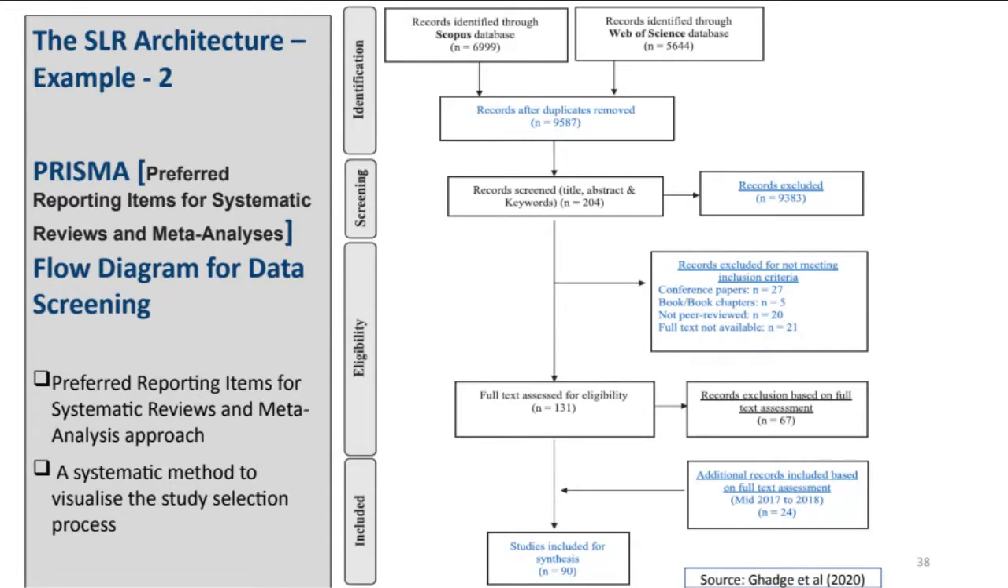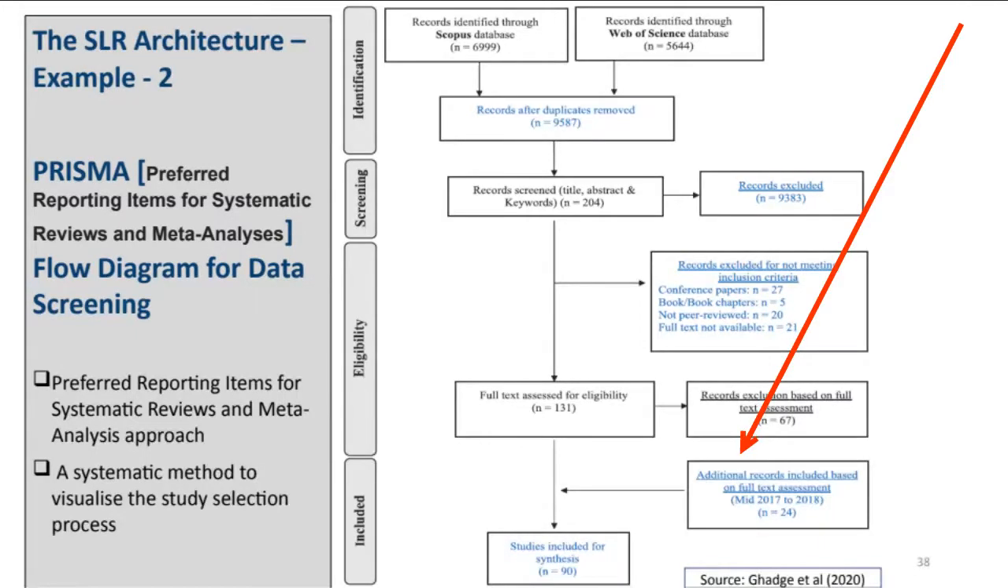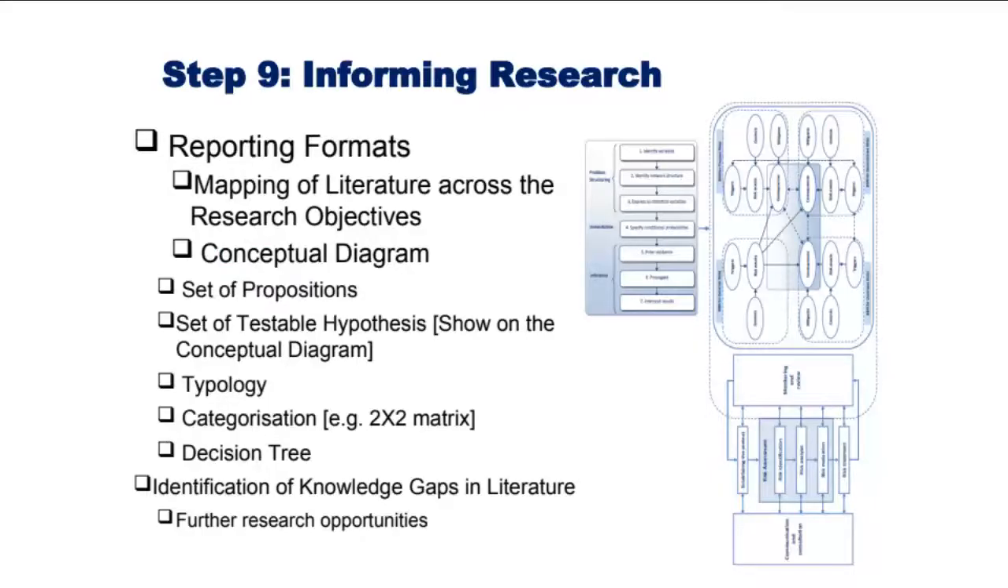Then they do the eligibility, which is the quality control. They get 131 articles. And then they use some other criteria, which they have mentioned, including exclusion criteria and full text screening, and some additional sources. This is the gray literature they are talking about. And they come up with 90 articles. So it's just the same way, but in vertical shape: identification, screening, eligibility, and included. So this is PRISMA. You can either use this one, which looks more stylish, or this one, which looks more clear. And the last stage basically is your recommendations.